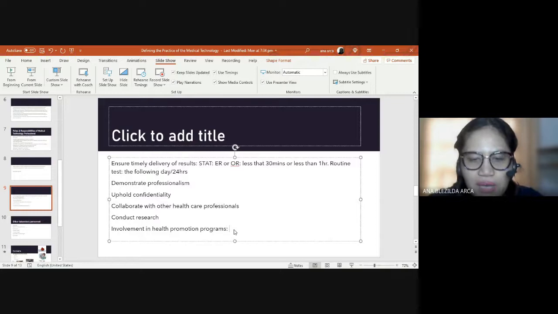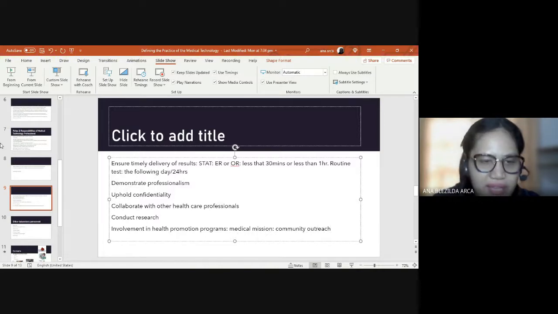So, yung mga health promotion programs na yan, example dito yung mga medical mission. Yan. Na you're able to share your skills sa ating community. Mga community outreach program, yan. Dapat class, active ka rin sa mga ganyan.